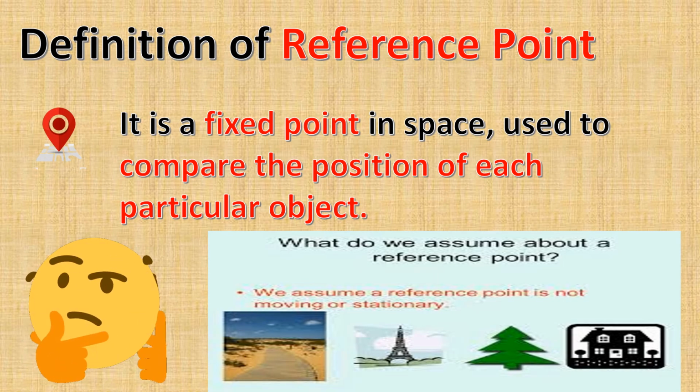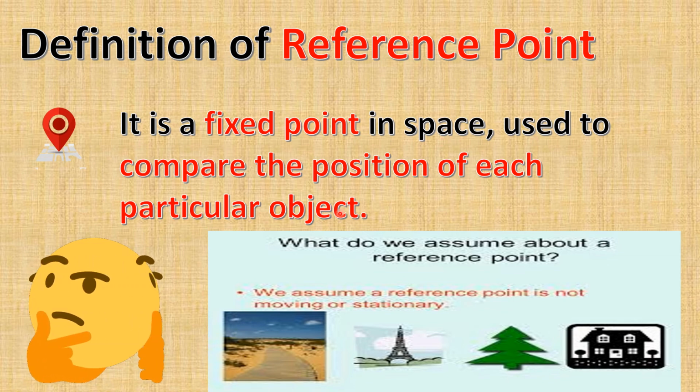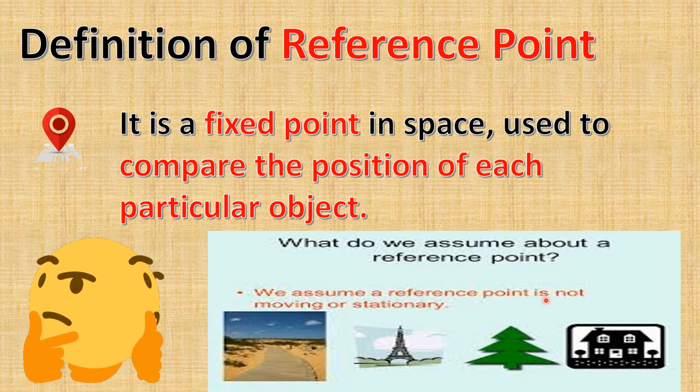So let us go to the definition of a reference point. So what is a reference point? So a reference point is a fixed point in space used to compare the position of each particular object. So what do we assume when you say reference point? So we assume that the reference point is not moving or stationary, or it's in place only.